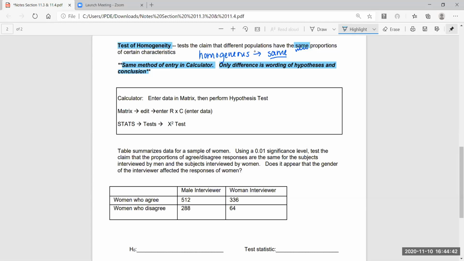You can see when you look at how to enter it in your calculator. I guess I have to highlight a word. When you're entering it here, it's exactly the same. Entering the data in the matrix and then doing your chi-square test. So the type of test, the way you enter it in the calculator is exactly the same.